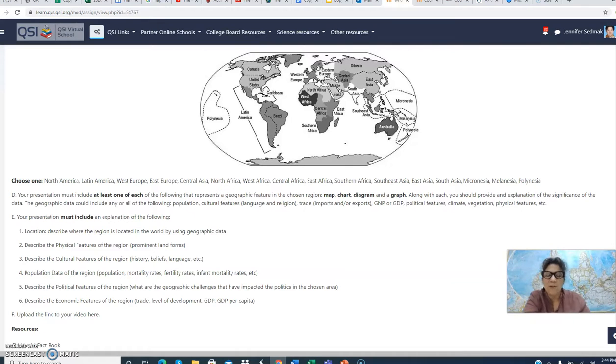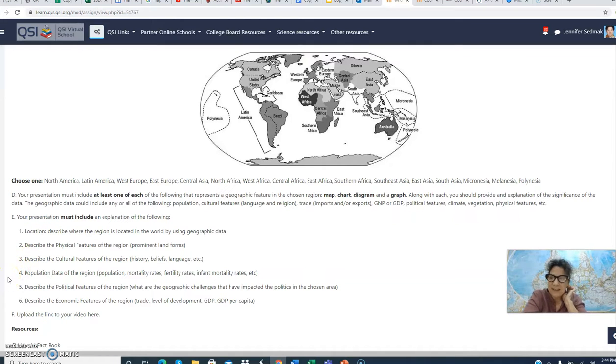So for example, if you chose Latin America, you could talk about why most of the people in this region speak Spanish, and that largely has to do with Spanish colonization of the region in the late 1400s. So those are some cultural features.